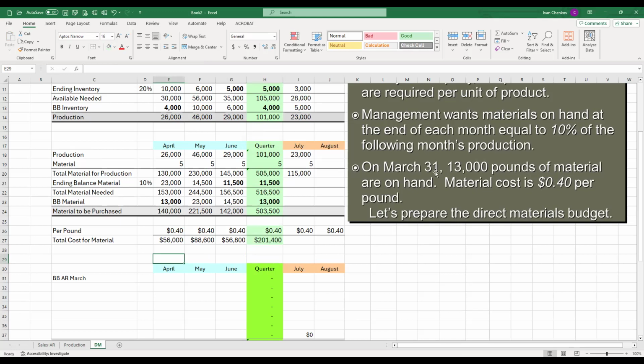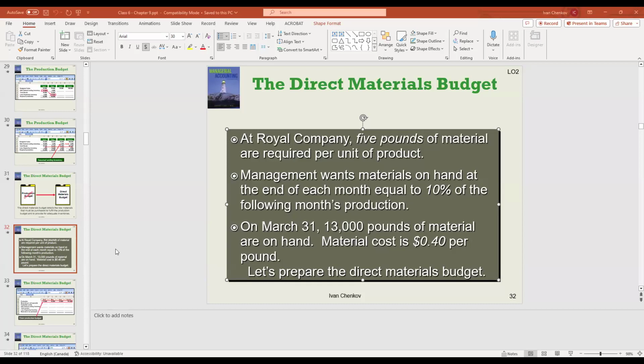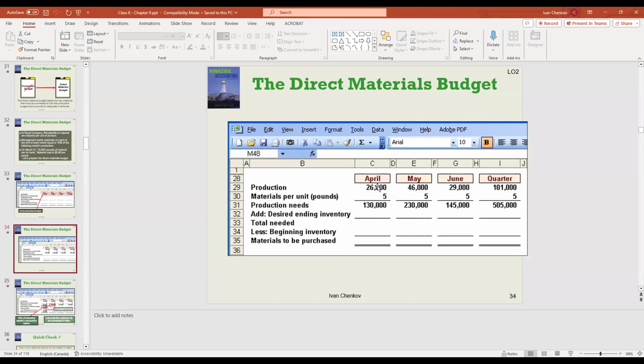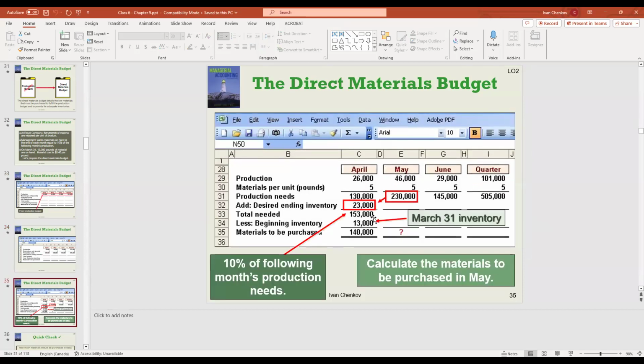Now let's go back to the slides and see what else the slide's gonna give us, because we're running out of information. We used everything from these slides. So let's see what happens on the next slide. We're starting with the production here. Then we get the material that we need per unit in pounds. We're gonna get the total material that we need for our production, 505,000 pounds.